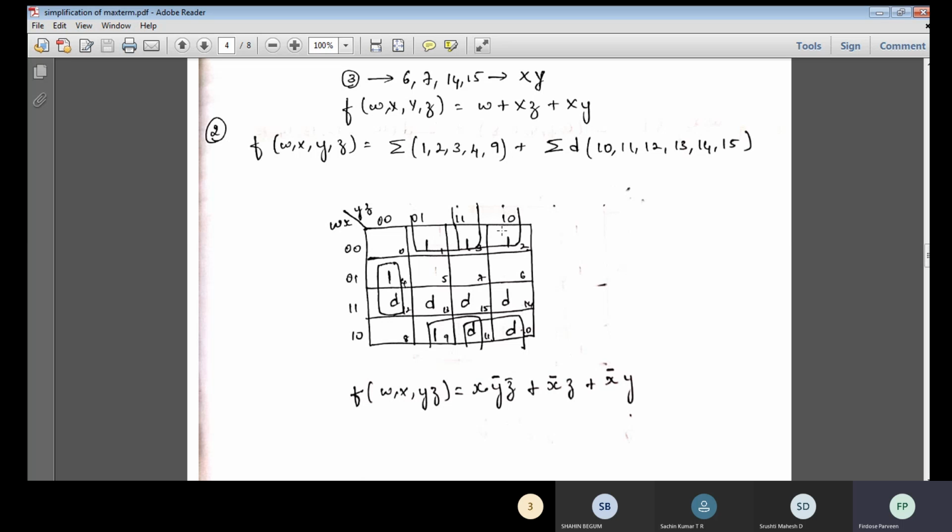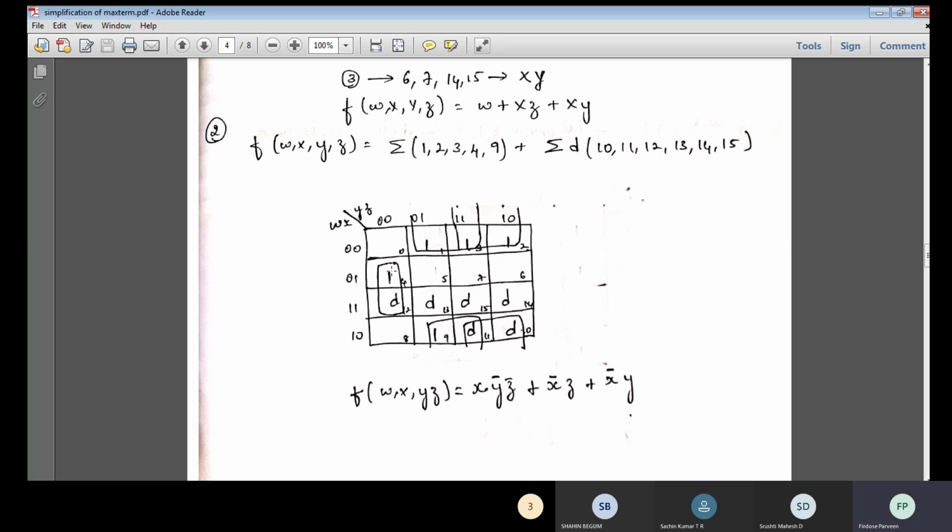In the same way, 1 is remaining here. I have to group that also. So what will I be using? I'll be using this adjacent cell which is already grouped. That is 2, 3, and I'll be using this one, as 2 is adjacent to 10 and 3 is adjacent to 11. I'll be getting maximum cell grouping, that is 4 cell grouping. So 2, 3, 10, 11 I'll be grouping. The corresponding row is X bar, and the corresponding column is Y. So it is X bar Y.